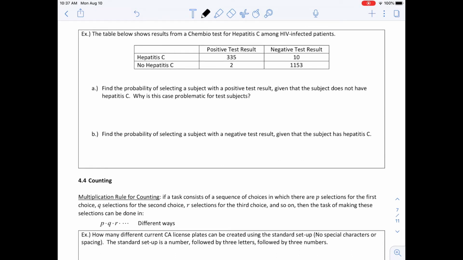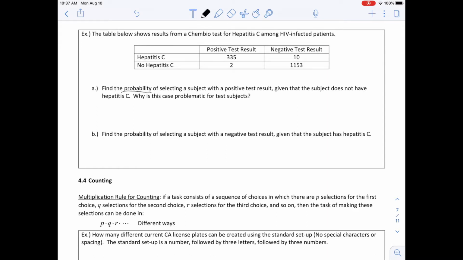The next example says the table below shows results from a ChemBio test for hepatitis C among HIV-infected patients. If you notice, we have a table of Hep C and no Hep C, and people that have tested positive for HIV and negative for HIV. What we don't have here is total columns and rows like we've had before, and sometimes they give them to you and sometimes they do not.